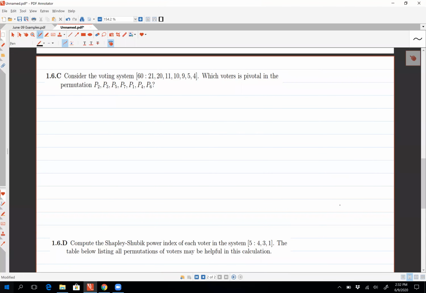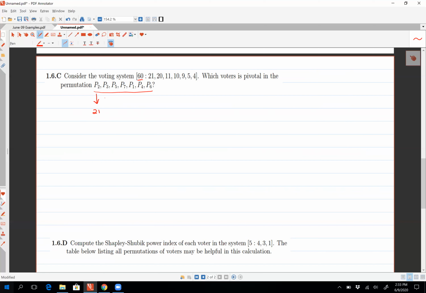Our next example now moves on to looking at permutations of voters. So here we have a voting system with 7 voters. It has a quota of 60, and we are given a specific permutation of voters. What this means is we want to find the point in that system where the pivotal vote is cast. For example, the way it's set up, if just P2 votes yes, there would be 21 votes in favor and everything else would be against.